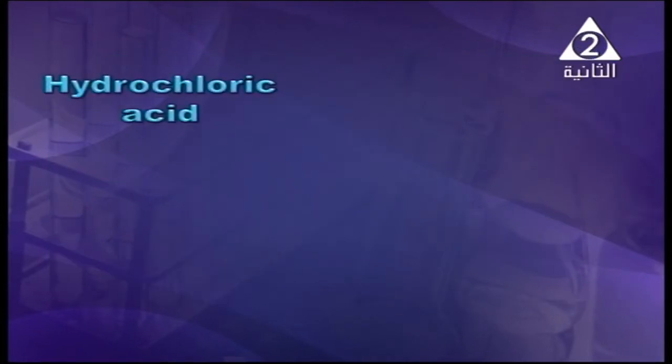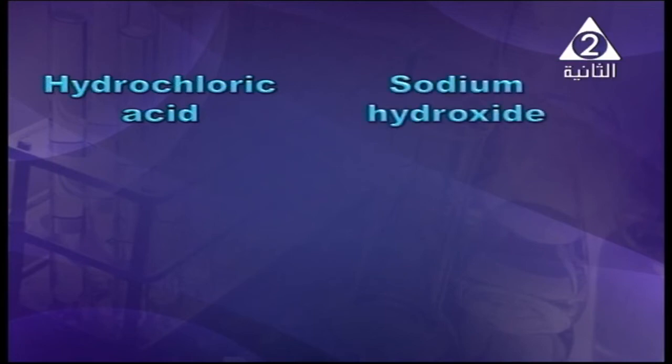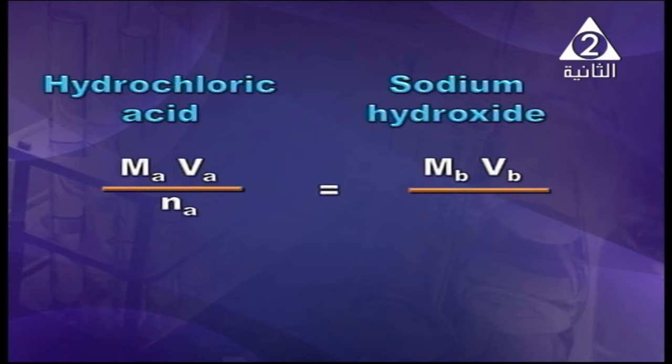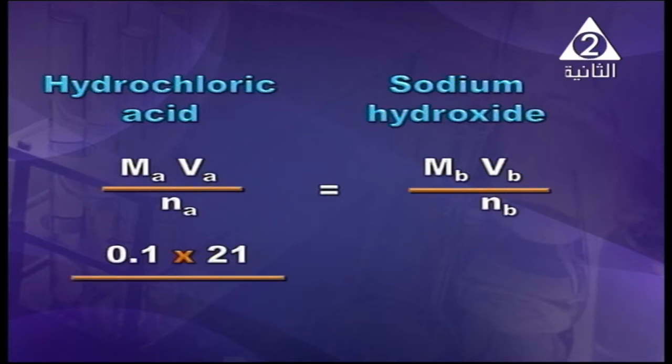Titration. For this I can say I have hydrochloric acid. Also I have sodium hydroxide. When I ask why them, it's because both mean neutralization. As a beginning, I have hydrochloric acid, MaVa, concentration of the acid and its volume, all of them over Na, number of moles of the acid. When I go back to the base, I can say MbVb, the concentration of the sodium hydroxide and its volume, also over Nb, number of moles of base.